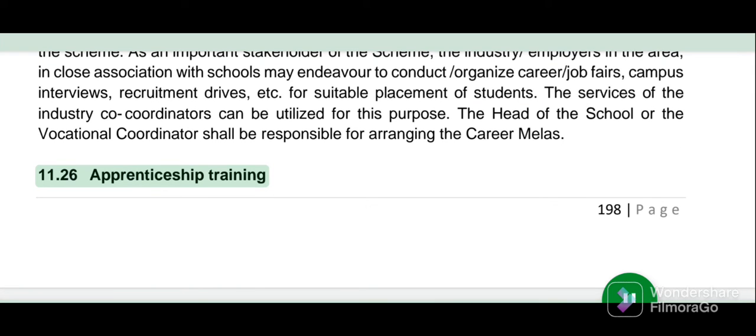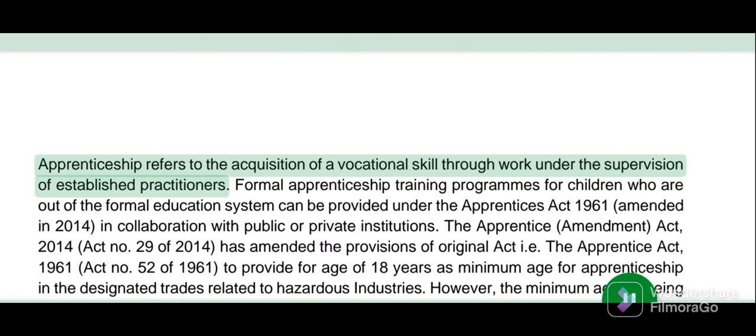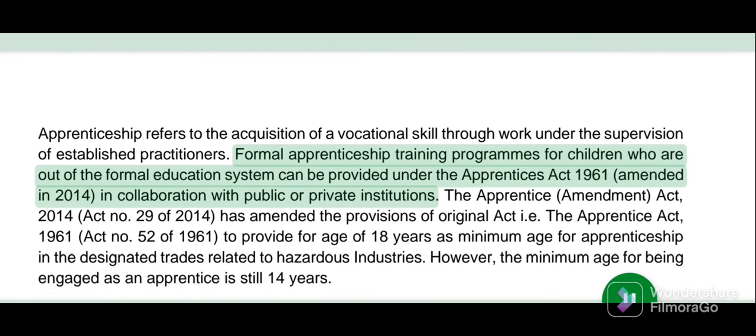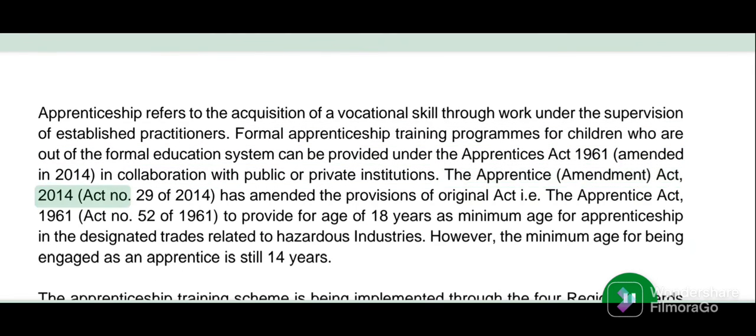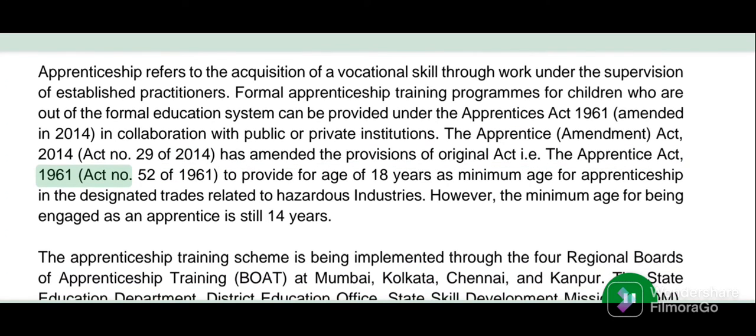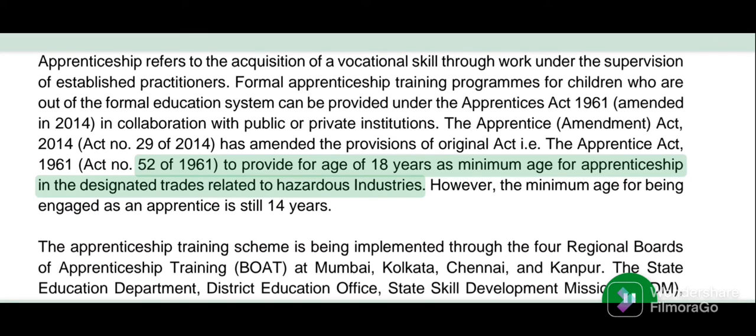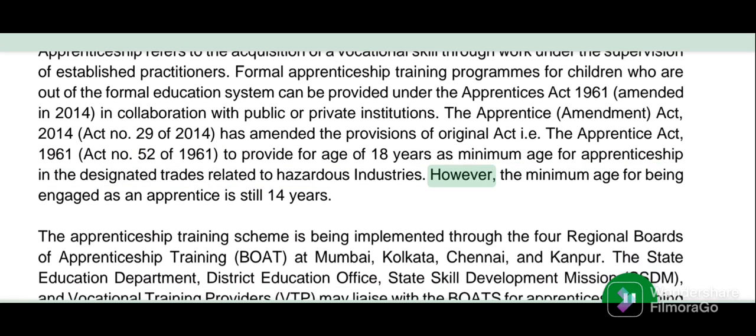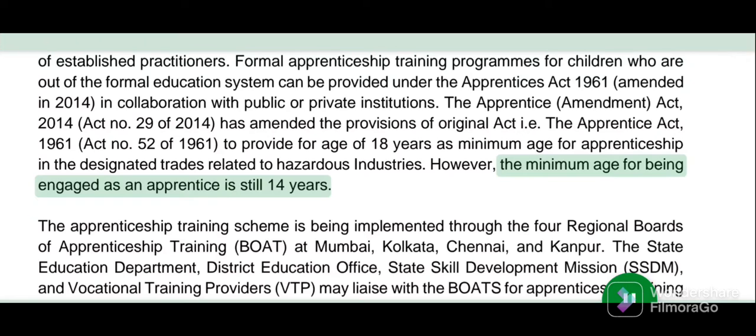11.26 Apprenticeship Training. Apprenticeship refers to the acquisition of a vocational skill through work under the supervision of established practitioners. Formal apprenticeship training programs for children who are out of the formal education system can be provided under the Apprentices Act 1961, amended in 2014, in collaboration with public or private institutions. The Apprentices Amendment Act, 2014 (Act No. 29 of 2014) has amended the provisions of the original Act, i.e. the Apprentices Act, 1961 (Act No. 52 of 1961), to provide for the age of 18 years as the minimum age for apprenticeship in the designated trades related to hazardous industries. However, the minimum age for being engaged as an apprentice is still 14 years.